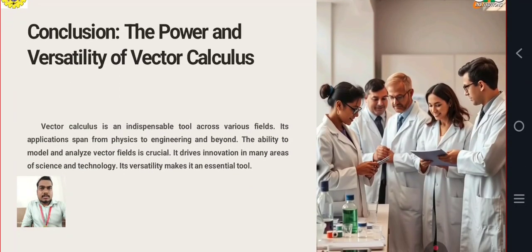Next, we see the conclusion, the power and versatility of vectors. Vector calculus is an indispensable tool across various fields. Its applications span from physics to engineering and beyond. The ability to model and analyze vector fields is crucial. It drives innovation in many areas of science and technology. Its versatility makes it an essential tool.